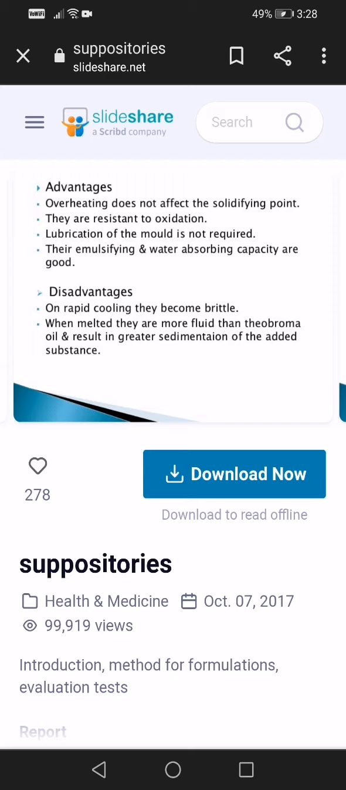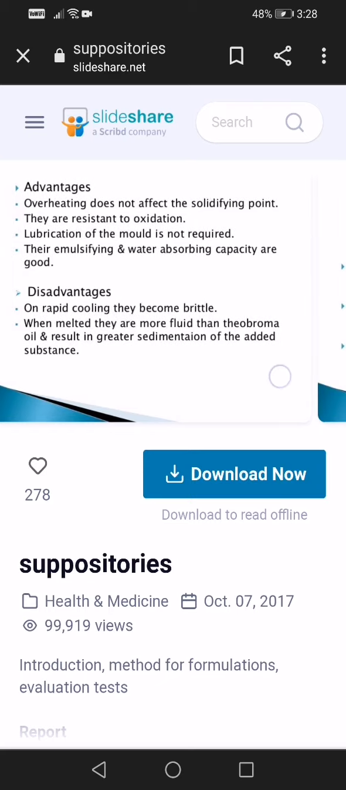And coming to the disadvantages, on rapid cooling they become brittle. When melted they are more fluid than theobroma oil and result in greater sedimentation of the added substance. That is, whenever they start melting, you can see more amount of drug will be settling down. So this is a major disadvantage you can see.